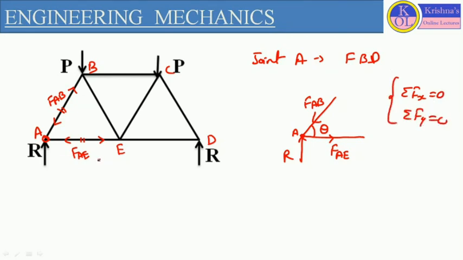But before this, we need to determine the reactions. Suppose we take the reaction at point A as R1 or RA, and at this point we will consider R2 or RD. So we have to determine both the reactions. For that we will use summation of moment equals 0. We can take moment about point A, point E, or point D. At whatever point we can take moment.